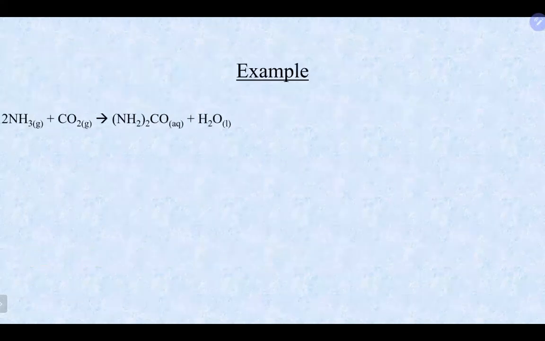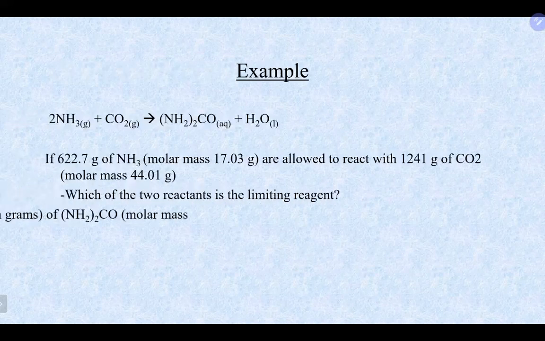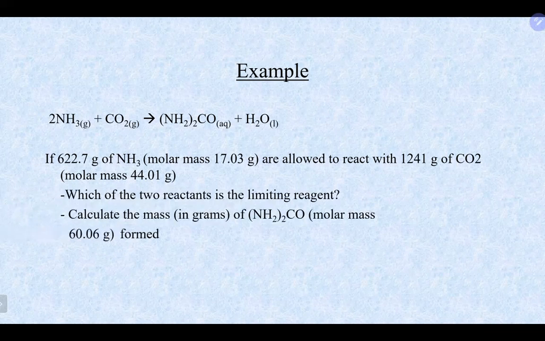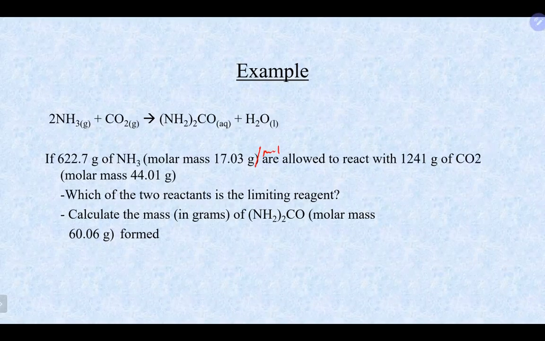All right, why don't we try this one then? Which of the two is a limiting reagent and how many grams of our product will be formed here? So this is the molar mass, so you don't have to calculate it for NH3. This is CO2, which would be 44.01, and then this one would be.